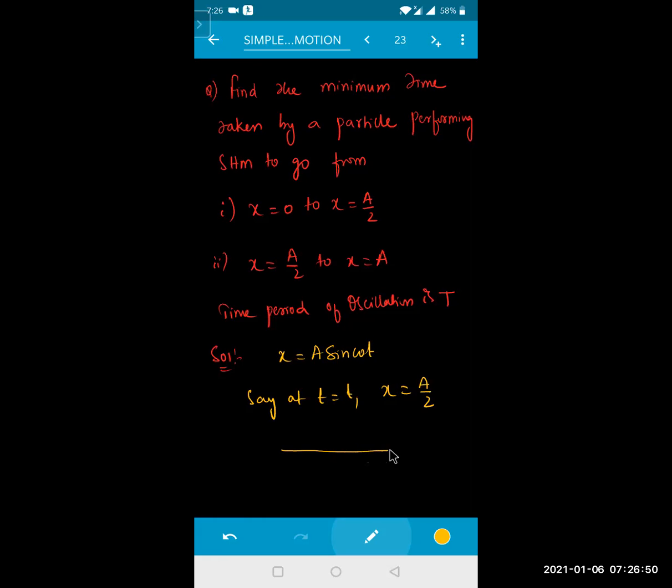That means the particle is moving linearly like this. So here x equals 0, at t equals 0. Then after time t equals t1, it is at position x equals A by 2, which is half of the amplitude. This is the mean, and this is the extreme. This is A by 2, half of the way from the mean to the extreme. So in the place of x, you substitute A by 2.